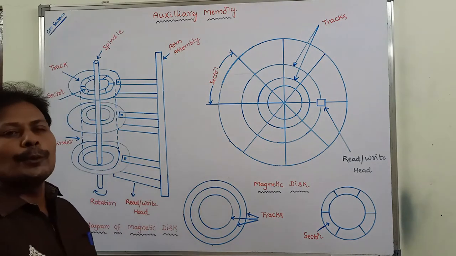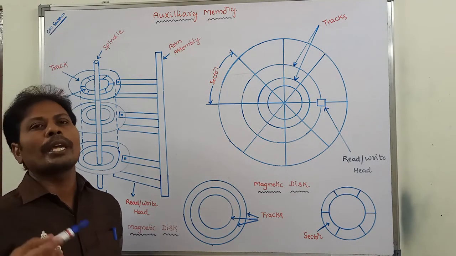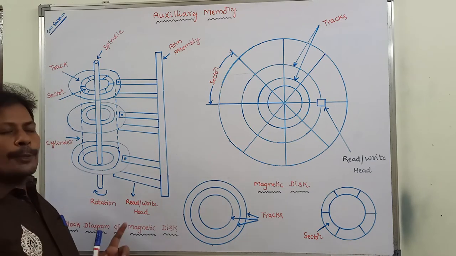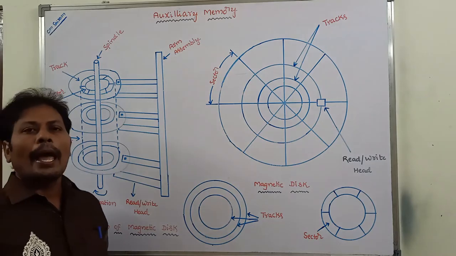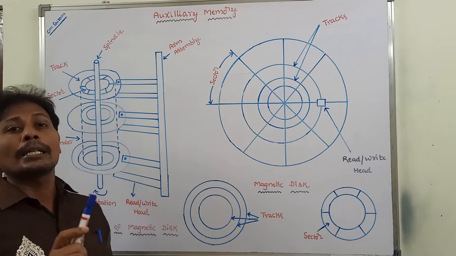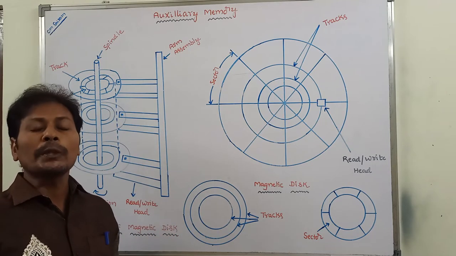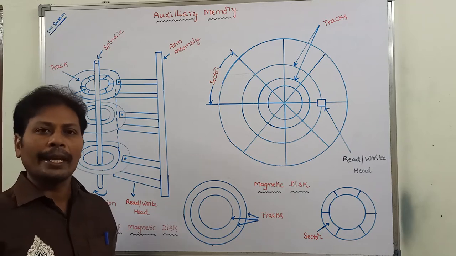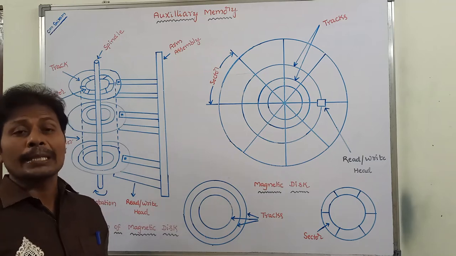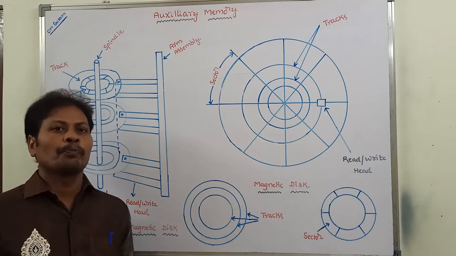First, we have to discuss magnetic disc, and the second one, we have to discuss magnetic tape. First point in the magnetic disc: a magnetic disc is a circular plate constructed with metal or plastic coated with magnetized material. Often, both sides of the disc surface can be used to store the information.